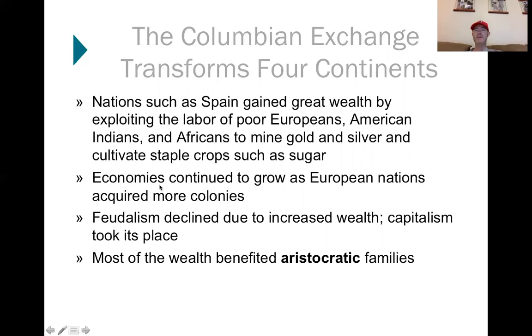So economies continue to grow as European nations acquired more colonies. They're going to look at these colonies as forms of wealth.